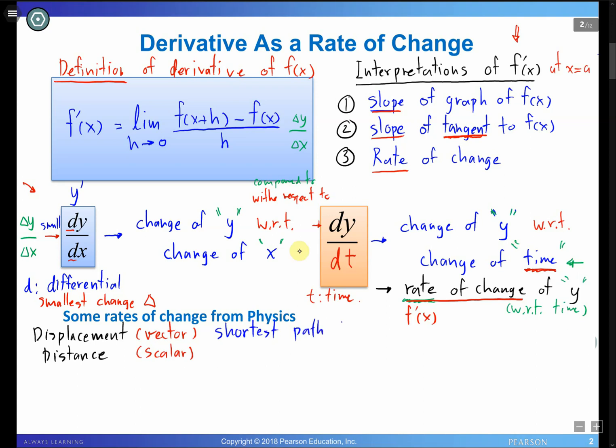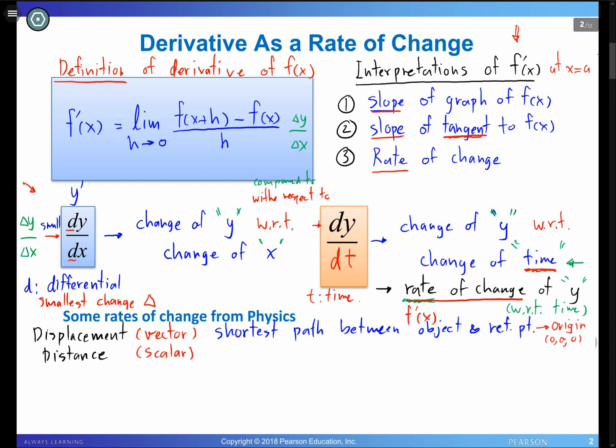Between an object and a reference point. And usually we set the reference point to be the origin. We set this to origin. If you work with 3 dimensions, then it's 0, 0, 0. But if you work with 2 dimensions, then it's just 0, 0.